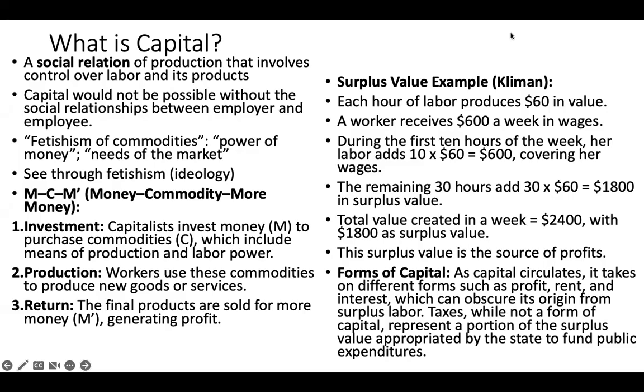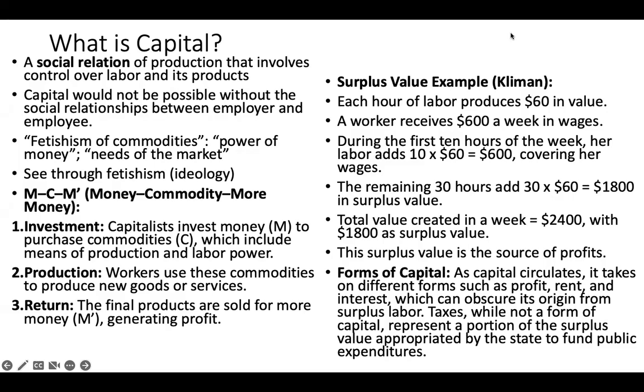To give an example of this, here I'll rely on another economist, Andrew Kliman, who gives this example. Imagine each hour of labor produces $60 in value. A worker receives $600 a week in wages. So just during the first 10 hours of the week, the laborer equals what they get paid. After working 10 hours, producing $60 in value per hour, they've already covered what their wage would be over the course of the week.